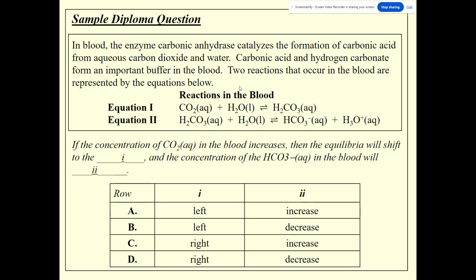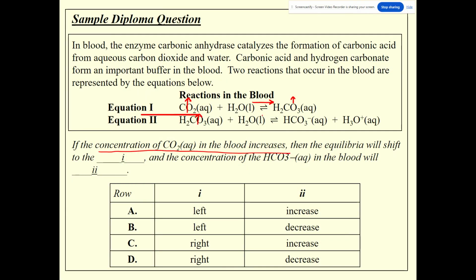We have these two reactions taking place in blood, and we are increasing the concentration of CO2. When I increase the concentration of CO2, that's going to make the first equation shift to the right, or to the product side, which makes the hydrogen carbonate increase. Hydrogen carbonate, or carbonic acid, is in the second reaction, so it is now in a higher concentration.